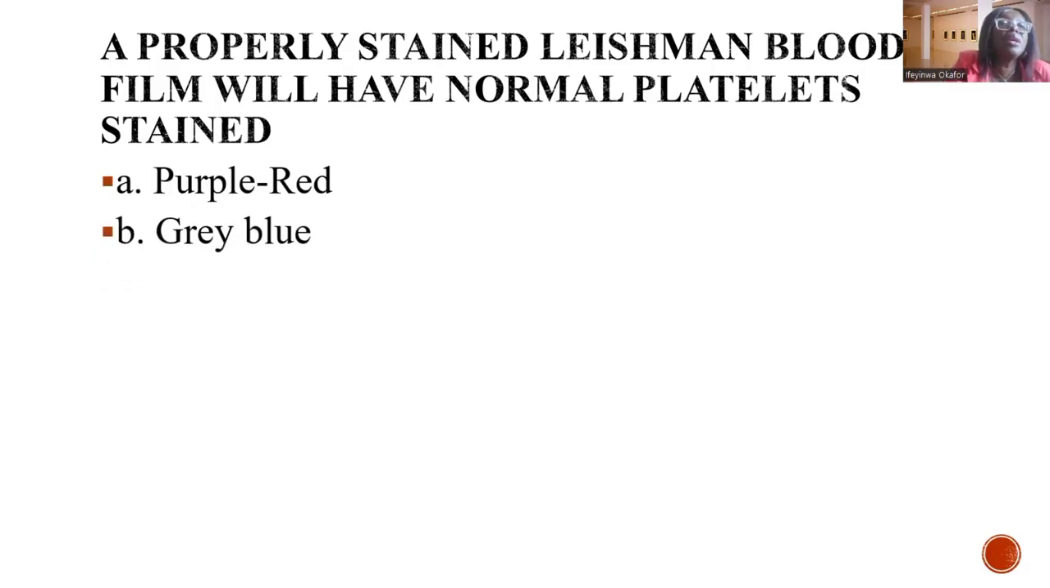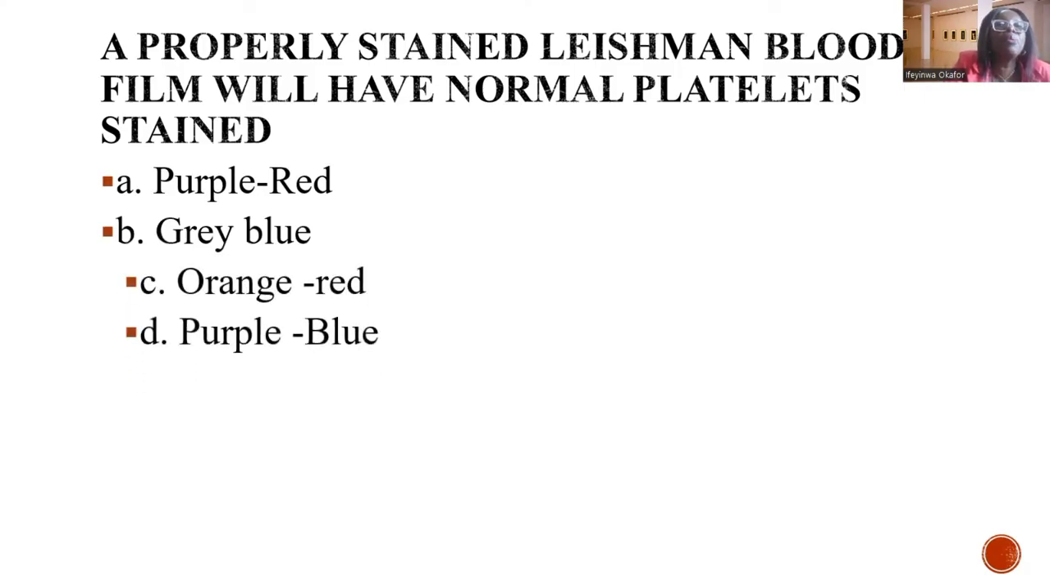In a properly stained Leishman blood film, normal platelets stain what? Purple red, gray blue, orange red, purple blue.